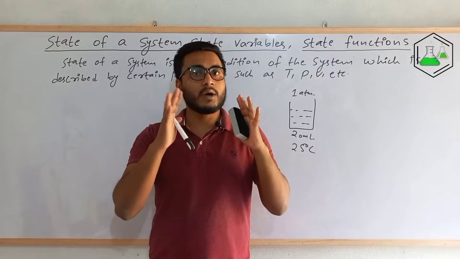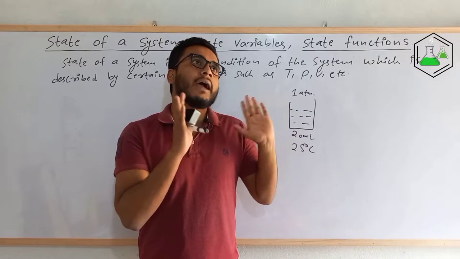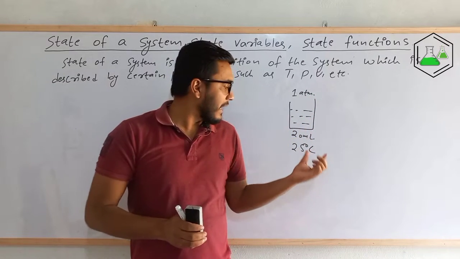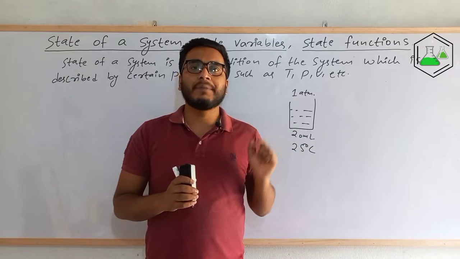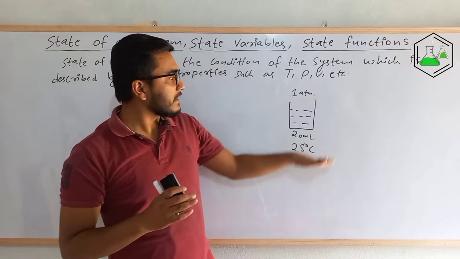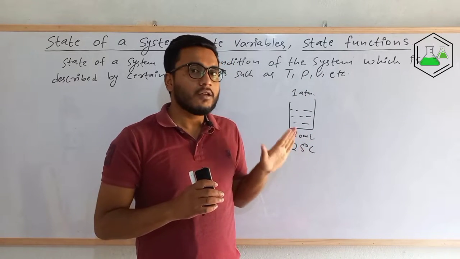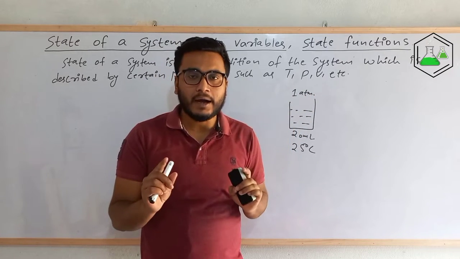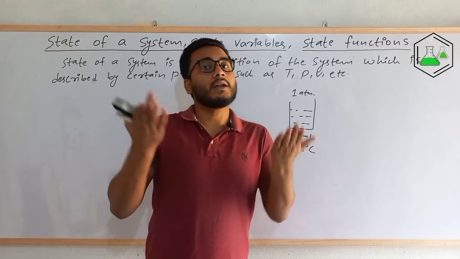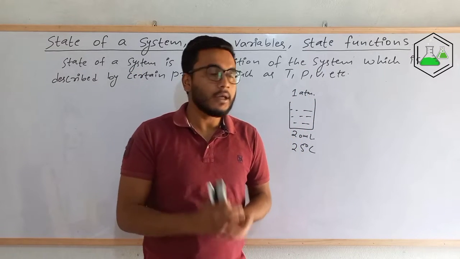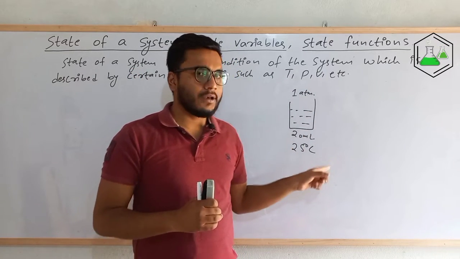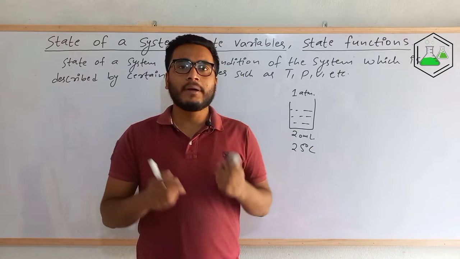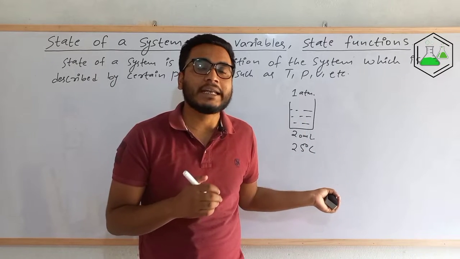Now we can imagine what we are talking about. There is water at 1 atmospheric pressure whose volume is 20 ml and which is maintained at 25 degrees Celsius. So this is the condition that is provided with all the properties. So this is the state of a system. Now the state is completely defined. Are you getting me? Just by saying water, we cannot imagine what we are talking about. But if we have all the properties of it provided, then we can imagine what we are thinking of. So this is called the state of the system.